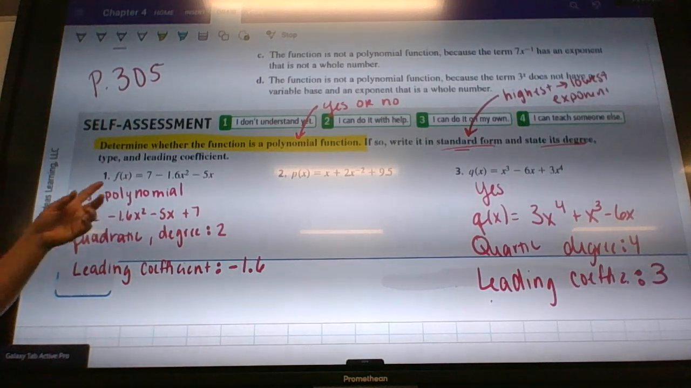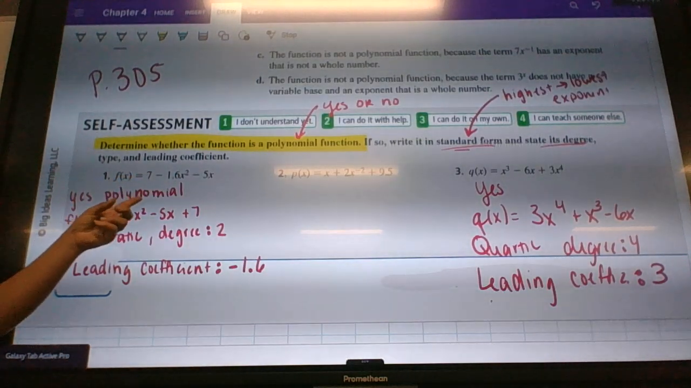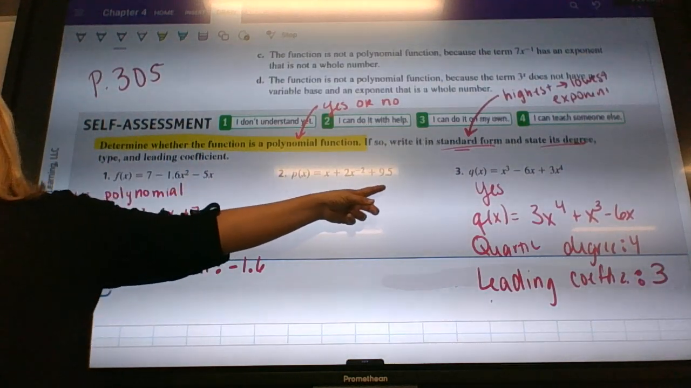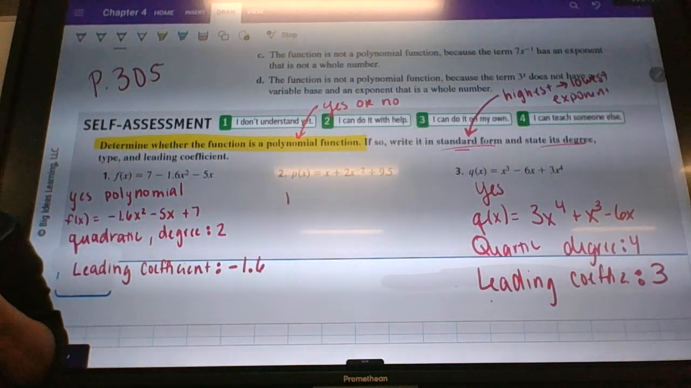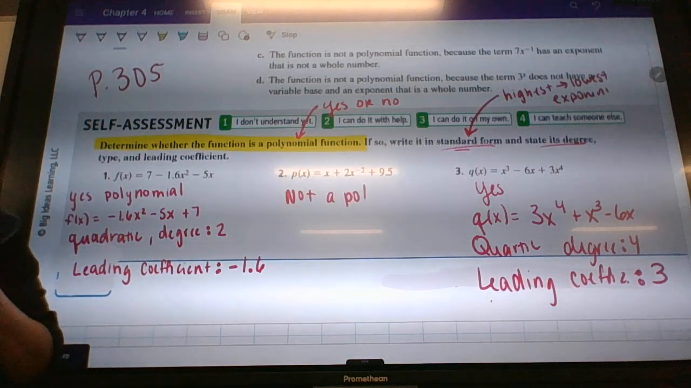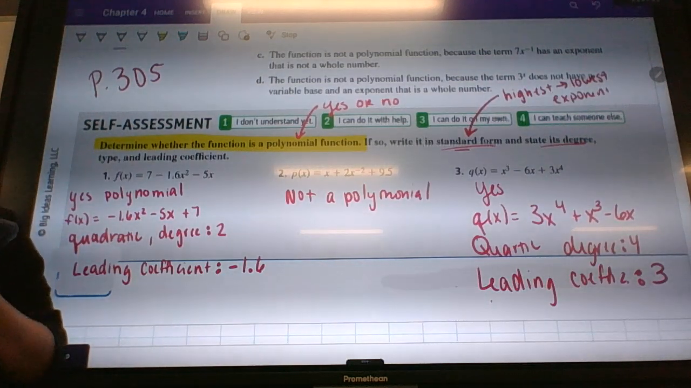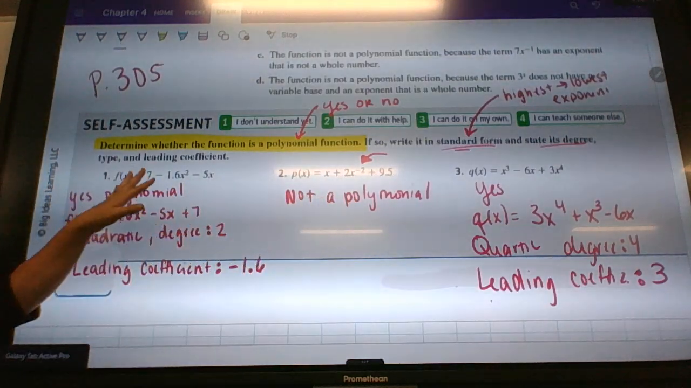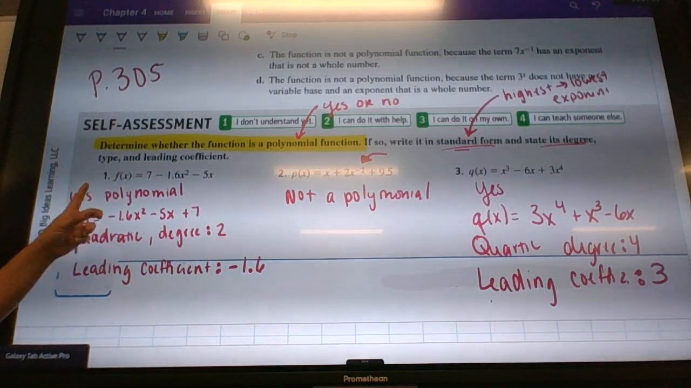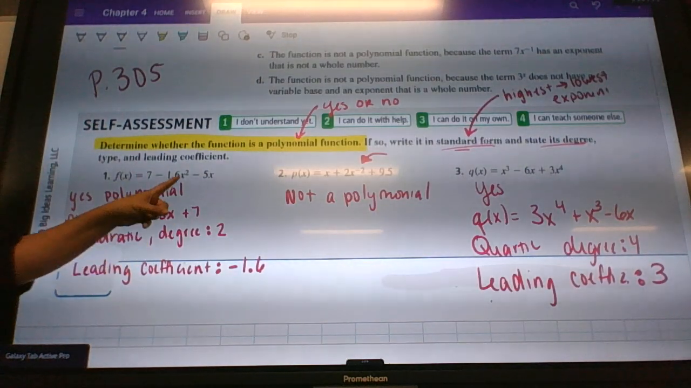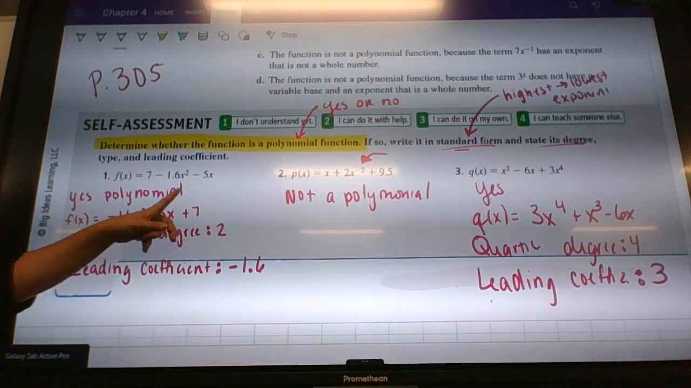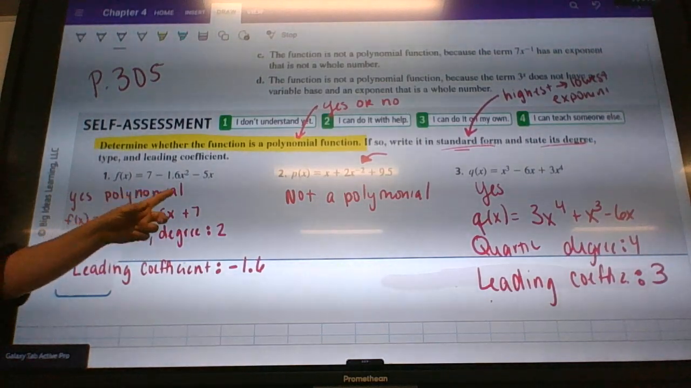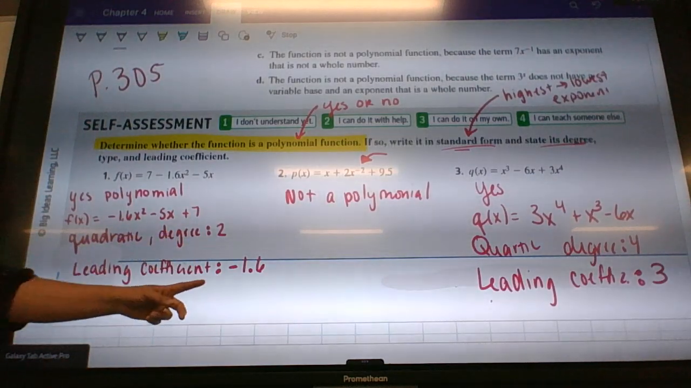So when I look at this, I'm going to say yes, this is considered a polynomial. It doesn't break any rules. Kellen, number 2 breaks a rule. What rule does it break? This one would be considered not a polynomial because it has a negative exponent. So pretty much the x's just have to have regular plain exponents. So yes, polynomial, and then you have to put it in order. So you put the x squared first, and then the regular x, and then the regular number last. This is called quadratic because the highest power is 2, so I say degree 2. And the leading coefficient is negative 1.6.